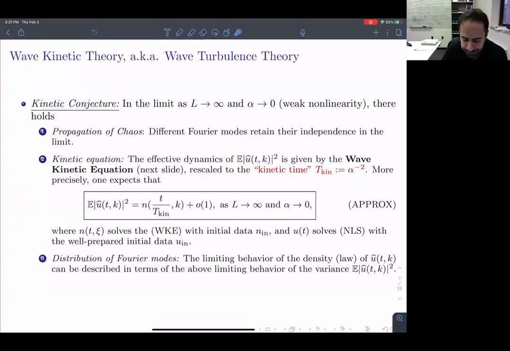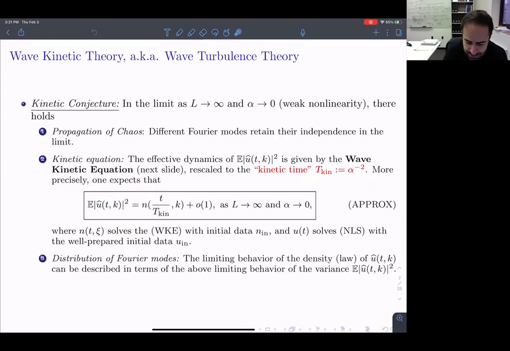So roughly speaking, the expected value, or the variance, of the Fourier mode is given by the solution of this equation at time t over t kinetic. This is why I said that this kinetic equation is rescaled to the kinetic time. This kinetic time is 1 over alpha squared, and alpha is the size of the nonlinearity. I remind you of that. And this is equal to that plus little o of 1.